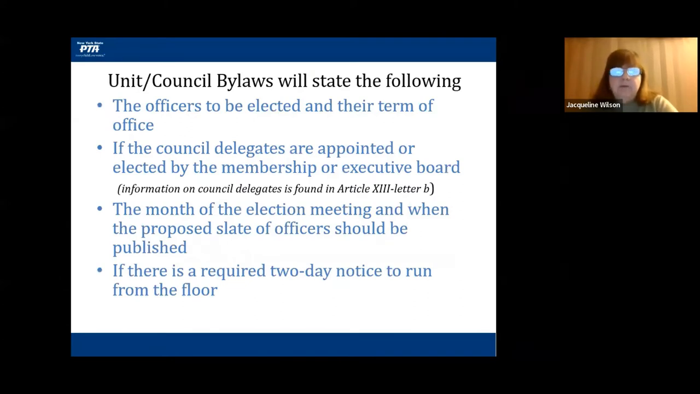If the council delegates are appointed, or if they are elected by the membership or by the executive board, the month of the election meeting and when the proposed slate of officers should be published. And finally, if there is a 2-day requirement for notice to run from the floor.